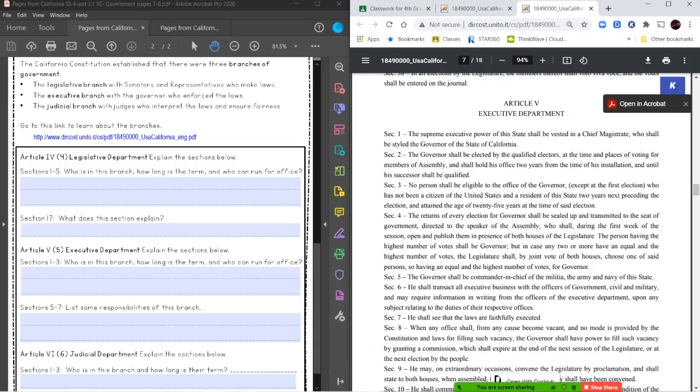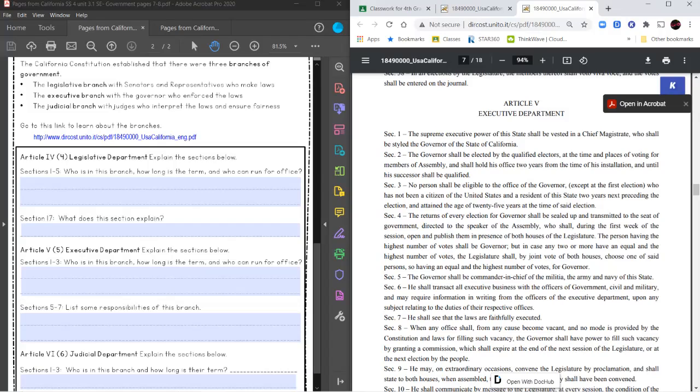Okay, section 1. The supreme executive power of the state shall be vested in a chief magistrate who shall be styled the governor of the state of California. So basically, that's just a fancy way of saying that the supreme executive power, that means the highest power in the state government, will be called the governor.